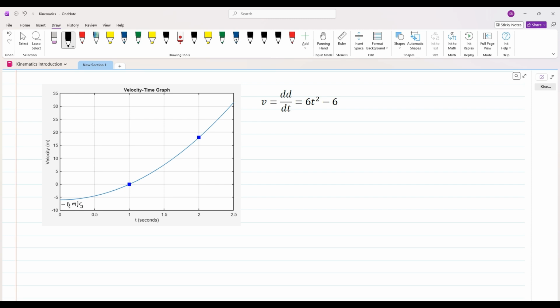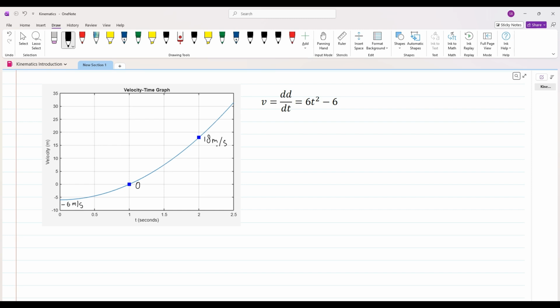It then comes to a stop at t equals 1 second, so the velocity is 0 meters per second here. The object then moves in the positive direction, and at 2 seconds the velocity is at 18 meters per second. So 18 meters per second. The velocity then increases exponentially for the remaining time.